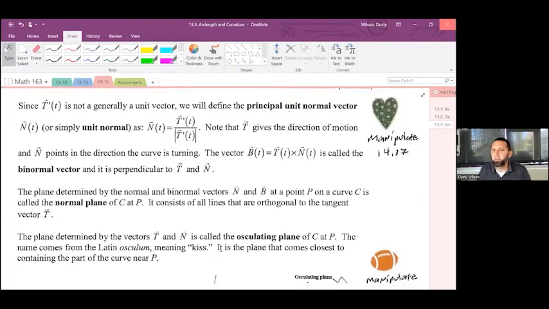This next page includes a fairly long derivation. Since T prime of t is not generally a unit vector, we will define the principal unit normal vector, N of t, or simply the unit normal, as N of t equal to T prime of t over the magnitude of T prime. Notice that T gives the direction of motion and N points in the direction the curve is turning. We call the vector B, which is T cross N, the binormal vector, and it is perpendicular to T and N.